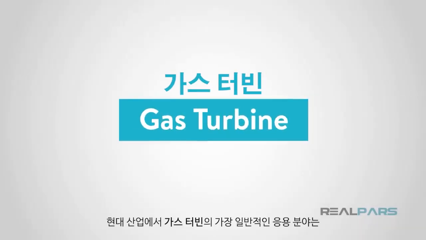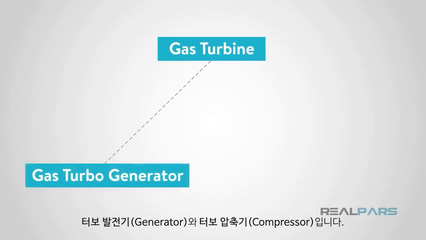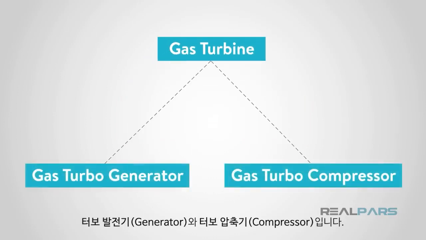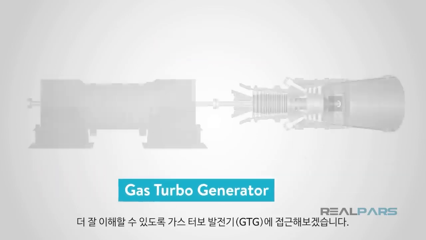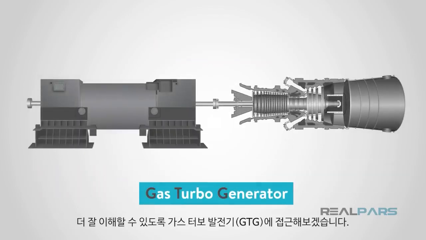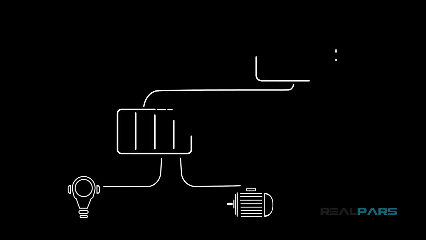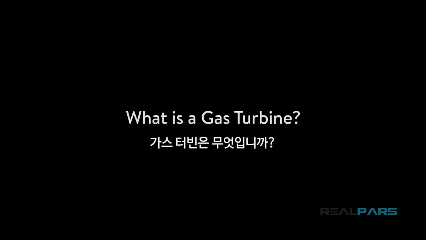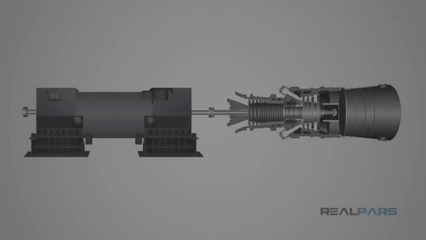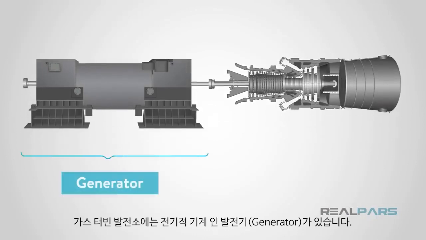Two of the most common applications of gas turbines in modern industries are turbogenerators and turbocompressors. I try to approach a gas turbogenerator, or GTG, to better feel the subject. In a gas turbine power plant, there's a generator, which is an electrical machine.